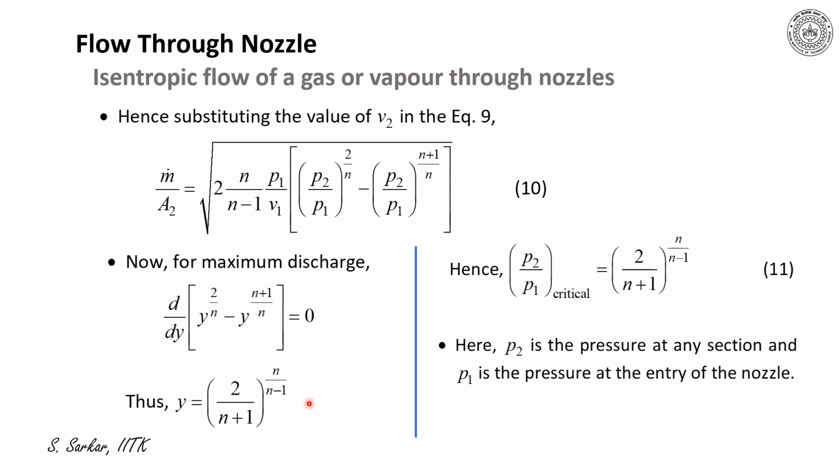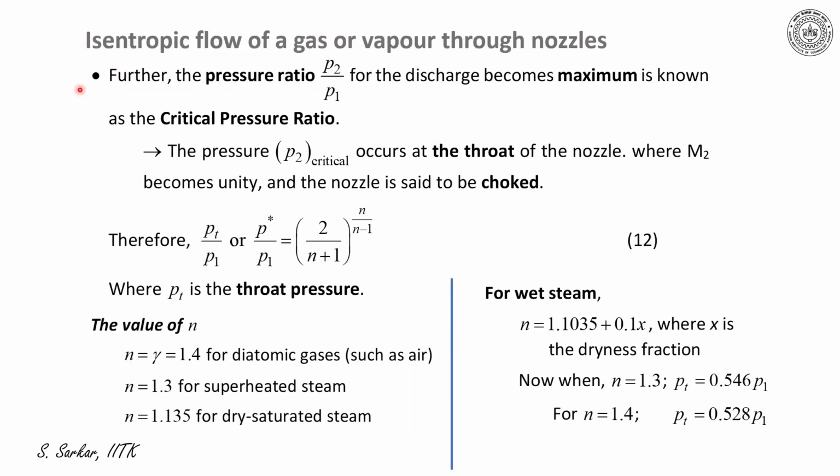Thus, the critical pressure ratio for which discharge would be maximum is given by P2 by P1 critical is equal to 2 divided by n plus 1 to the power n by n minus 1. P2 is the pressure at any section of the nozzle, while P1 is the inlet pressure. Thus, the critical pressure ratio is given by equation number 11. Just to remind you, the pressure ratio P2 by P1 for which the discharge becomes maximum is known as critical pressure ratio. The critical pressure ratio occurs at the throat of the nozzle where M2 becomes unity and the nozzle is said to be choked.